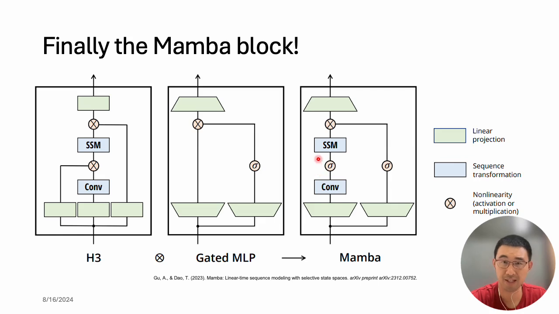You run through this SSM that we've been talking about that is actually time varying. That's no longer linear time invariant. And then you combine that with the other branch, which is simply projected to a higher dimension, pass it by SiLU, and then multiply together over here. Then you do a linear projection over here down to the original dimension, and that's a whole Mamba block.